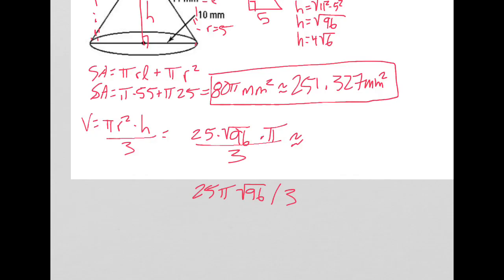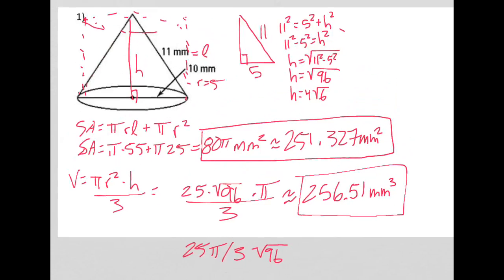You need to be careful and make sure that you don't have that divided by 3 inside that square root. So make sure you have that whole thing divided by 3. If you want, you could type it like this to avoid that. You do 25 pi, then divided by 3, and then times the square root of 96. Do that, and you should get 256.51. And again, now we're talking about volume, so our units are millimeters cubed. So there you have the volume, and up above we found the surface area.